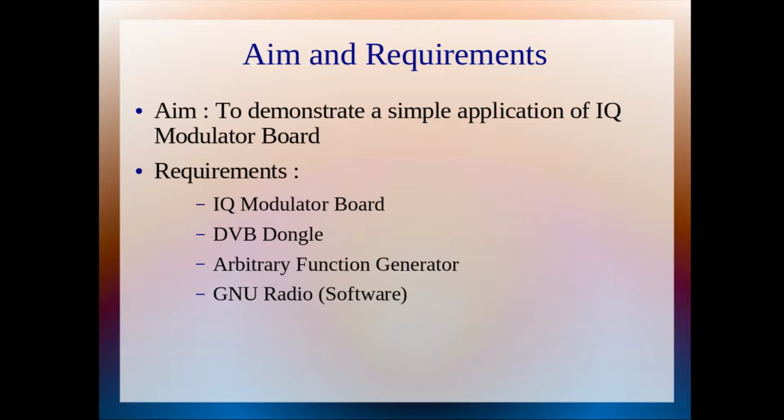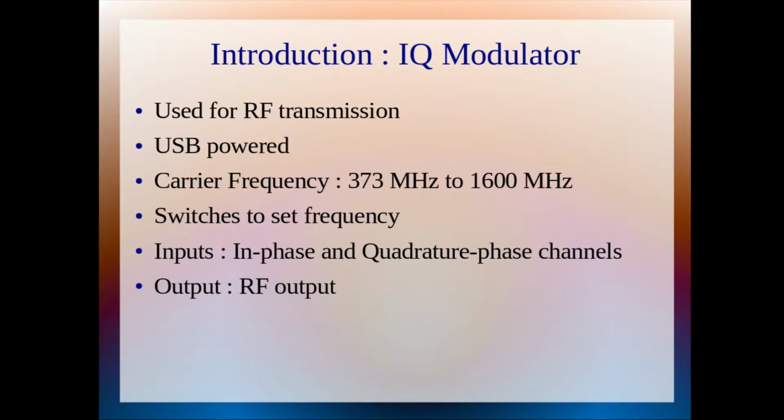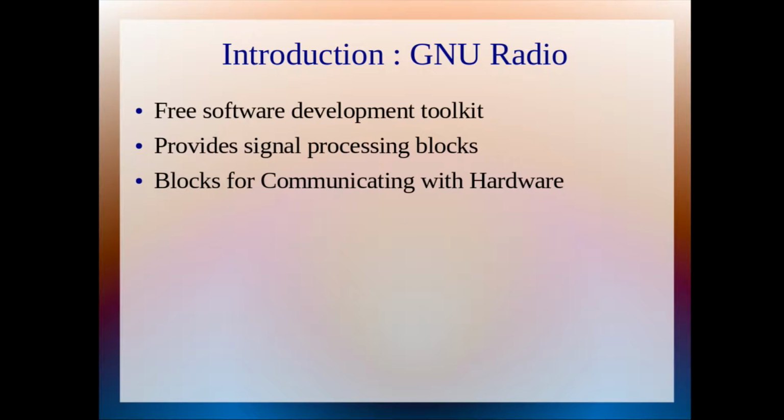These are the aim and requirements. The requirements are IQ modulator board, DVB dongle, arbitrary function generator, GNU radio. A brief introduction to IQ modulator will be presented. More details will be given as you go through the workshop. Brief introduction to GNU radio will also be presented.